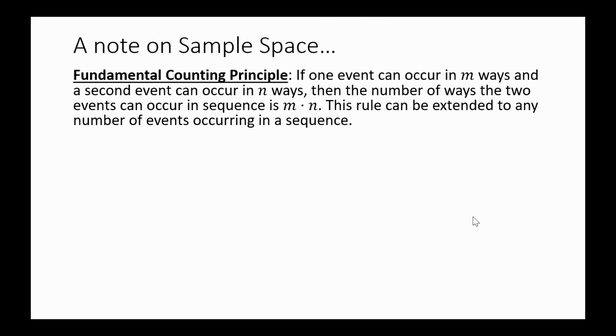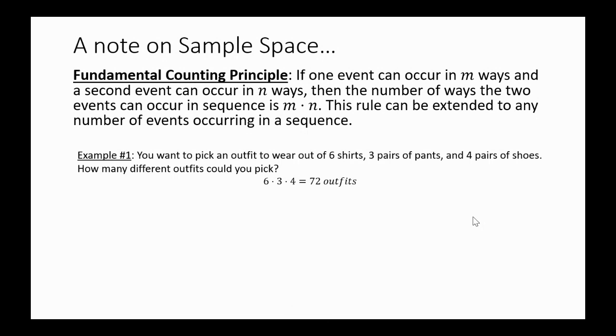The fundamental counting principle says that if one event can occur M ways, and a second event can occur in N ways, then the number of ways that both events can occur in total is M times N. Now, if you've had geometry, you may recognize a problem that we're about to do for this next example. So if you want to pick an outfit to wear out of 6 shirts, 3 pairs of pants, and 4 pairs of shoes, how many different outfits could you pick?